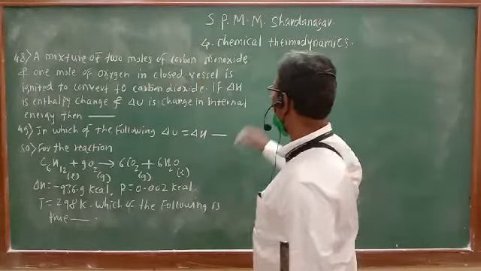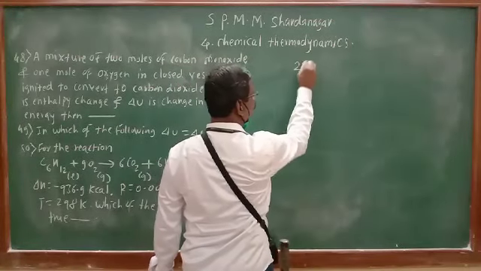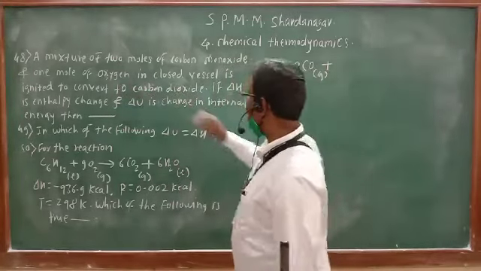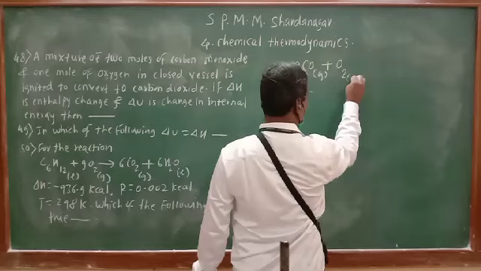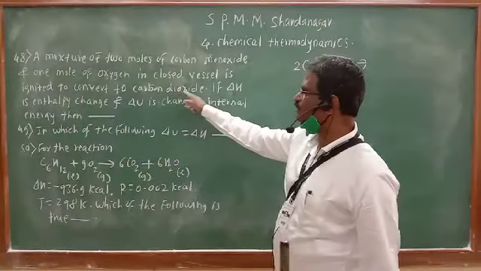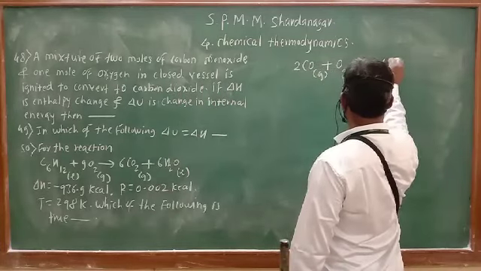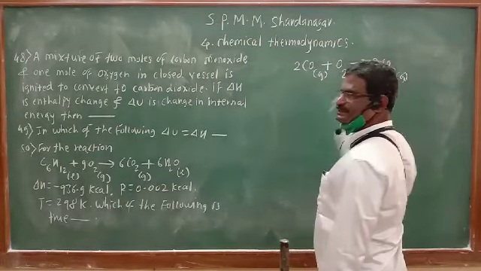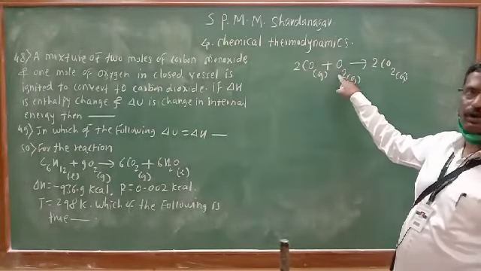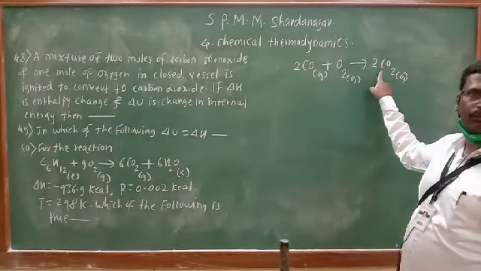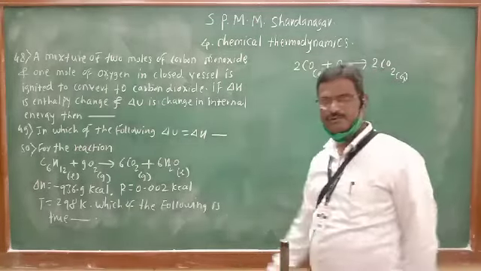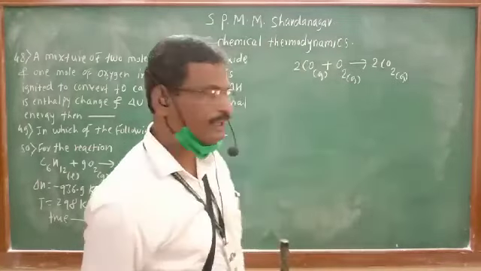2 moles of carbon monoxide gas plus 1 mole of oxygen gas are ignited together and converted to carbon dioxide. So 2 moles of CO and 1 mole of O2 will give 2 moles of CO2 gas. For this simple reaction, we have to find out the relation between delta H and delta U.